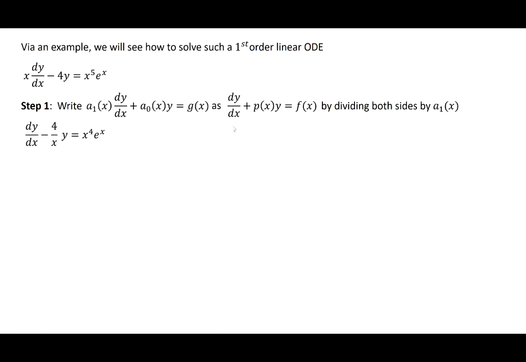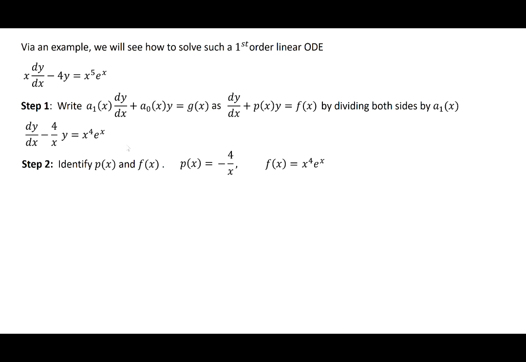Cool? All right. For this problem, we need to divide throughout by x. So it becomes dy/dx minus 4 over x times y equals x to the 4 e to the x, since I divided x to the 5 e to the x by an x. Step 1. Step 2, identify what p of x and f of x are. Can you do that? This equation, dy/dx minus 4 over x times y, is in the form of this, so just compare. That means p of x must be negative 4 over x, and f of x must be x to the 4 e to the x. Cool? So identify p of x and f of x in step 2.